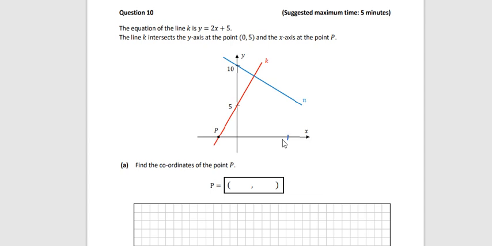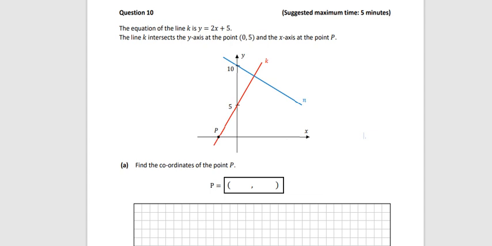Because you imagine that that could be the point 4, 0. And then the next one is 5, 0. And then over here it'd be 10, 0, and so on. So everywhere along the x-axis, the y-coordinate has to be 0. Therefore, I'm going to let y be 0 in this.